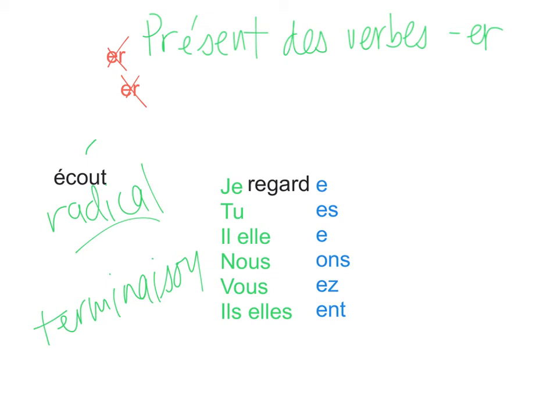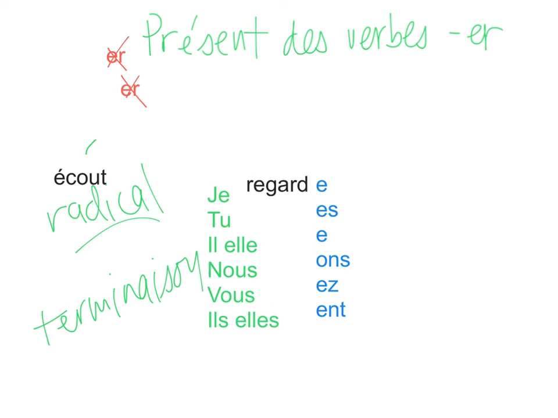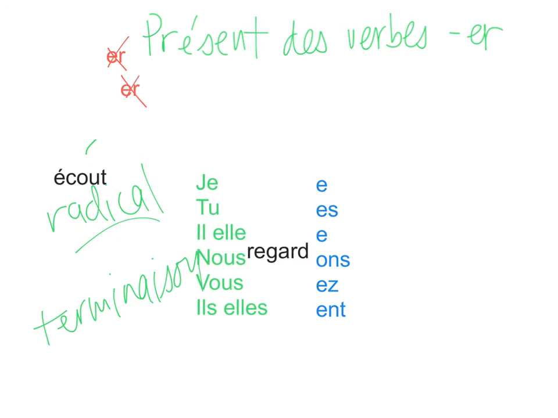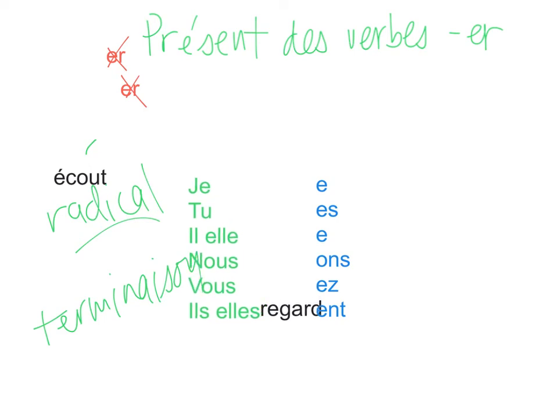And then we use the same radical for all the subjects. So the radical will move like this. Je regarde. Tu regardes, ES. Il, elle regarde. Nous regardons. Vous regardez. Et il, elle regarde. Okay? This works for any kind of verb.